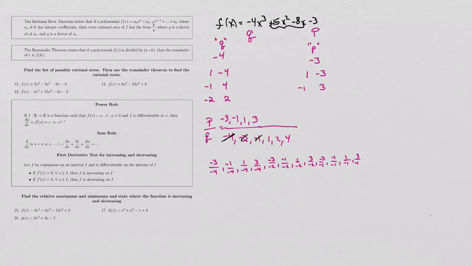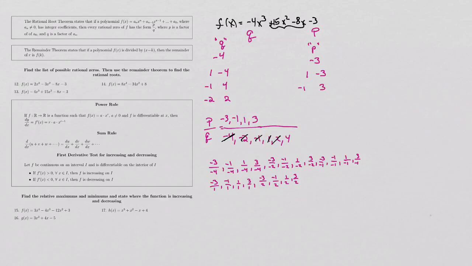I'm going to do -3 over 1, -1 over 1, 1 over 1, and 3 over 1. So 1 is done. Then we're going to do -3 over 2, -1 over 2, 1 over 2, and of course then 3 over 2. Put a line through this one on the bottom and it's done.